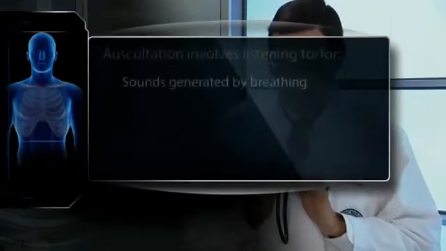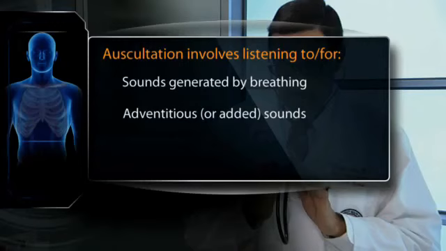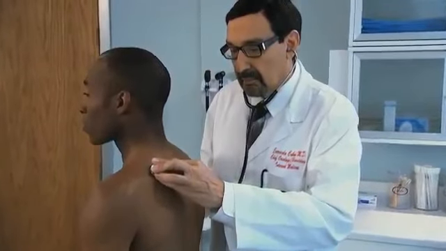Auscultation is the most important examination technique for assessing airflow. It involves listening to the sounds generated by breathing, listening for any adventitious or added sounds, and if abnormalities are suspected, listening to the sounds of the patient's spoken or whispered voice as they are transmitted through the chest wall. To auscultate the posterior thorax, use the diaphragm of the stethoscope.